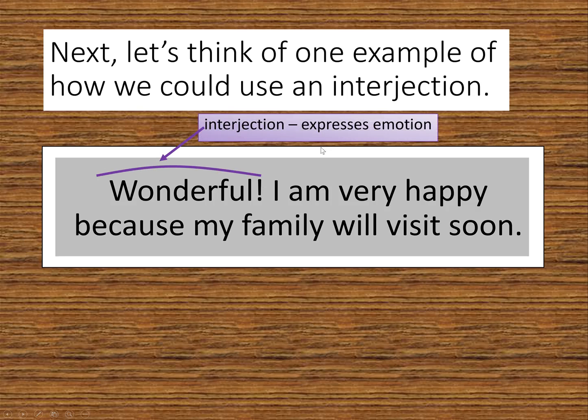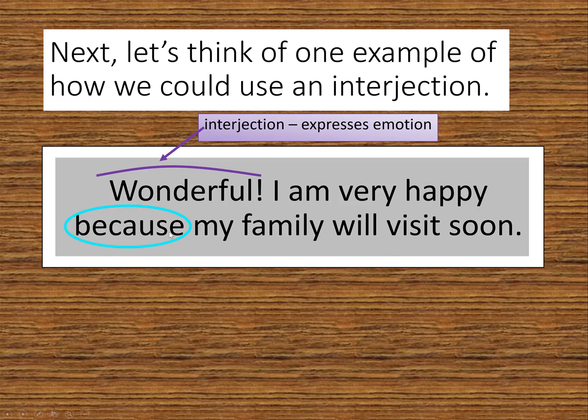So an interjection, again, it expresses emotion, and obviously the type of emotion that's being expressed in this example is excitement, right? So when you use an interjection, the interjection stands on its own, right? Wonderful, that's the interjection, right? But if you're actually using it, people would have to wonder, why is she saying wonderful, right? So that's why I have this statement here, right? This is a general statement about why I'm happy, right? So I say, wonderful, there's my interjection, wonderful. I am very happy because my family will visit soon.